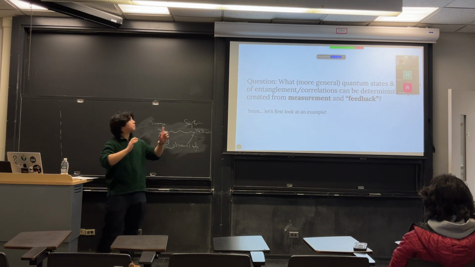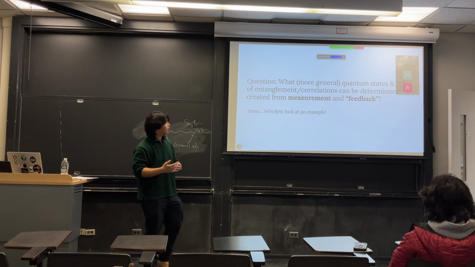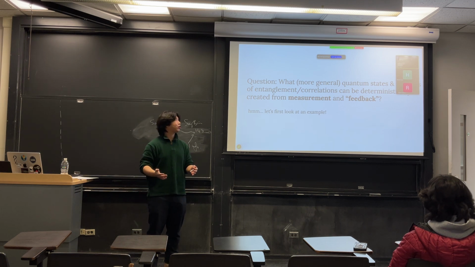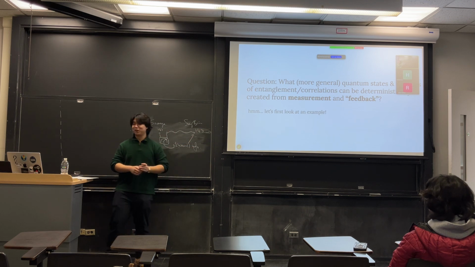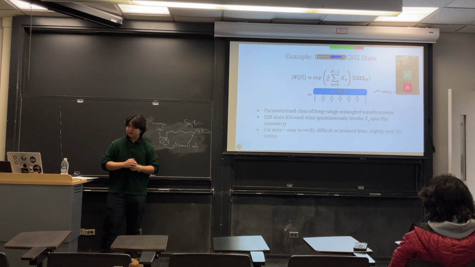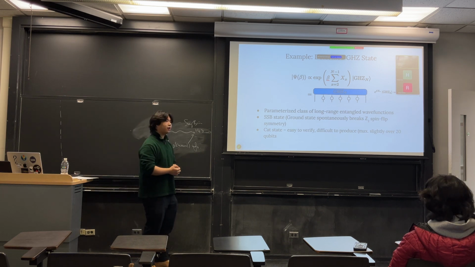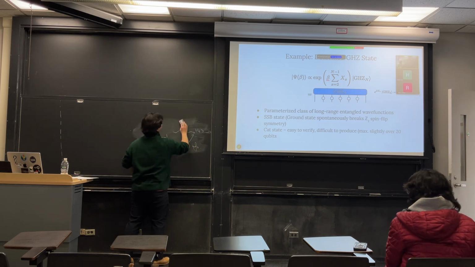So this paper then asks the question: what kind of quantum states, and consequent entanglement and correlation structure, can we deterministically create using measurement and feedback? And let's look at the first example here. The first example is, are you guys familiar with the GHZ state? Okay, I can talk about it real quick. It's a very interesting state.